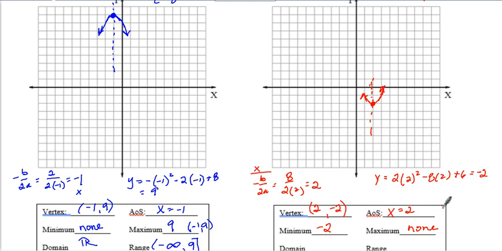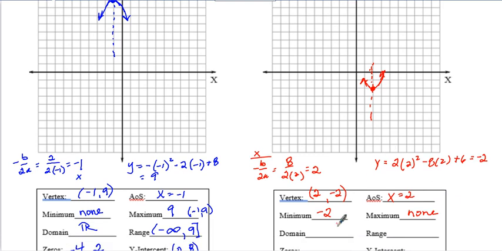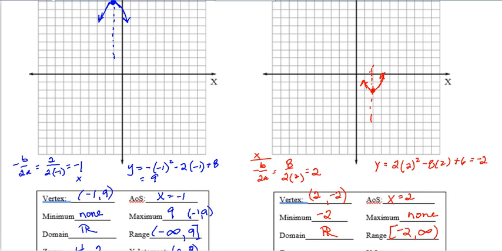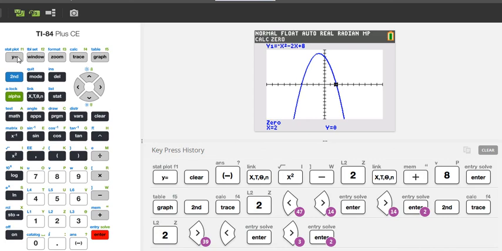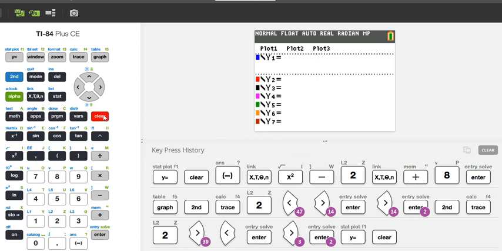My domain, like all parabolas, like all quadratics, is all real numbers. My range, bottom to top, is negative 2 to positive infinity. And I'll go check my calculator for the zeros. So let's go ahead and in our calculator, go ahead and graph our new one.